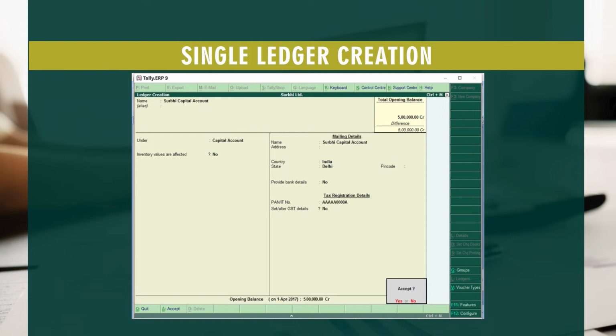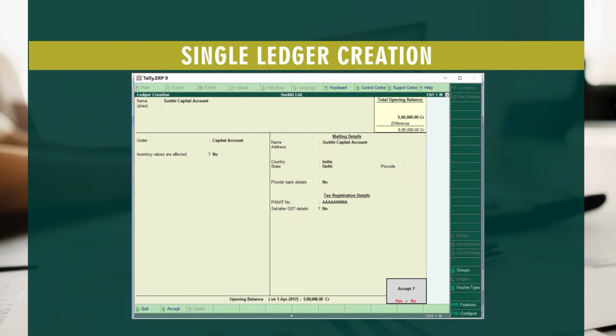Then there is an option provide bank details. If you want to provide the bank details, put this as yes, otherwise as no. Then there are tax registration details also. Tax registration details will encompass the PAN or IT number. You can write down the 10 digits PAN number, and if you want to set GST details, or if you want to alter GST details, you should use this option as yes. Since right now we don't want to use it, so we have set it to no. Once you press enter, it will take you to the opening balance.